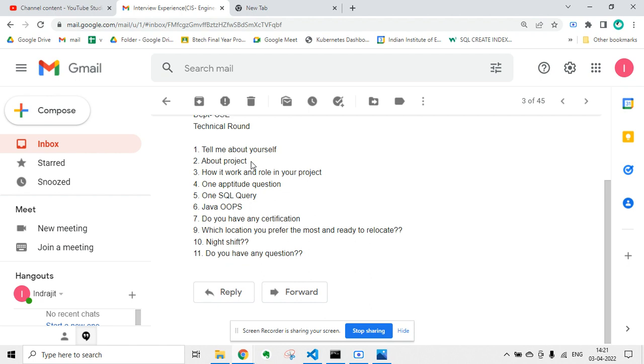The next is Java object-oriented programming concepts. One question is asked from there. It is very important in the interview that you know all the object-oriented programming concepts, and you should be familiar with at least one language, either C++ or Java. You should be able to write these things in the interview.